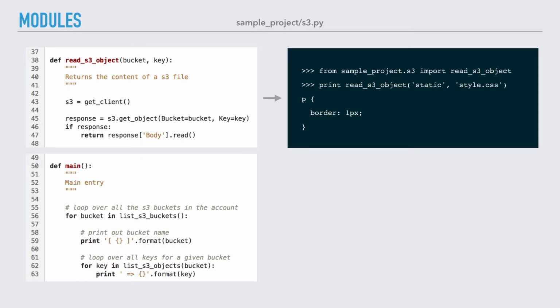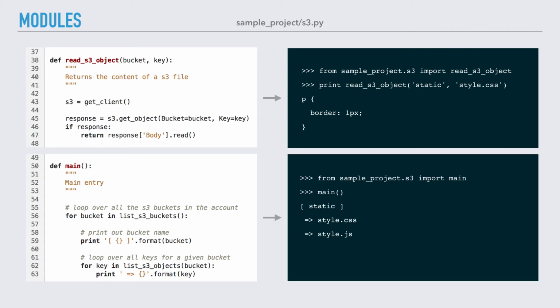Main is one of my entry points. It's declared in setup.py. It simply prints out each of our buckets utilizing the list_s3_buckets function, then prints out each of the objects contained within that bucket utilizing the list_s3_objects function. To use it, import the function, then call it. Here I show a nice stylized printing of my buckets and objects.